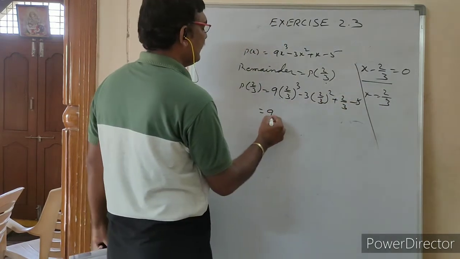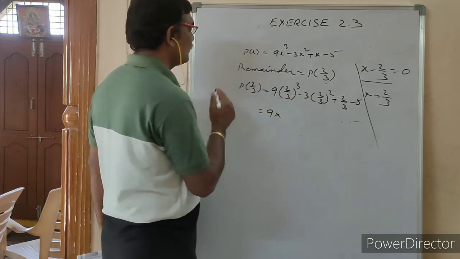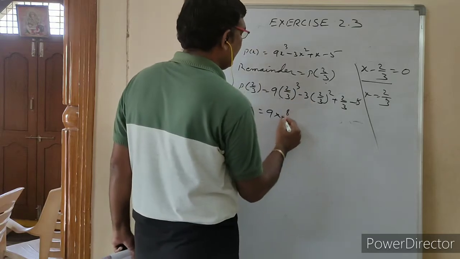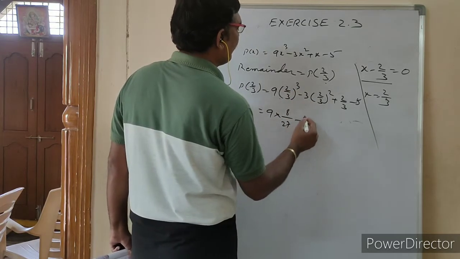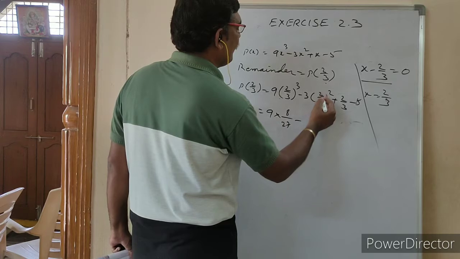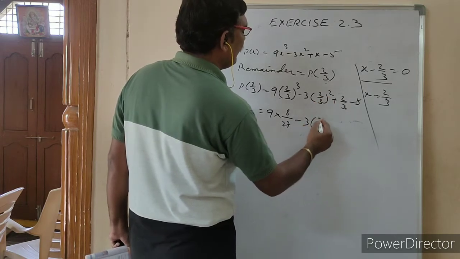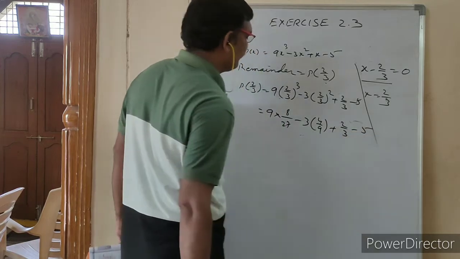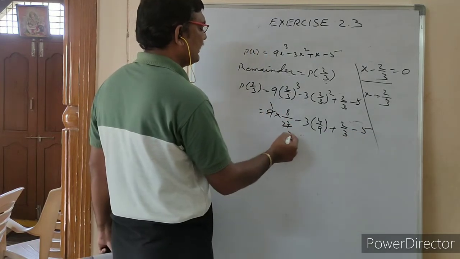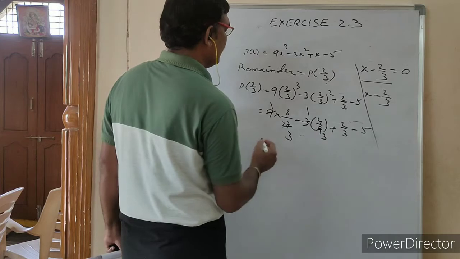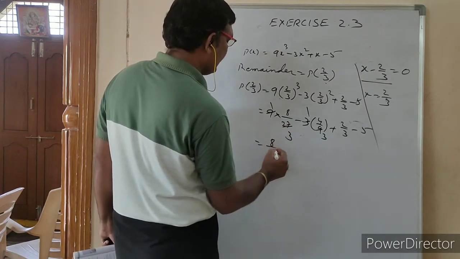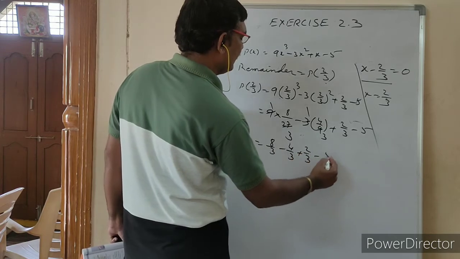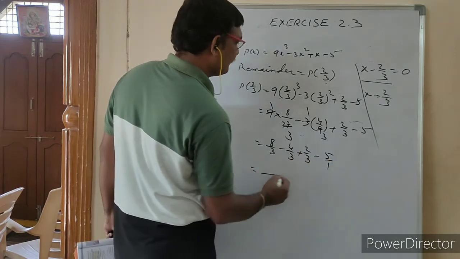Okay, next, 9. (2/3) whole cube means (2/3) into (2/3) into (2/3). So 2 cube is 8, 3 cube is 27. Here (2/3) whole square is 4/9. 3 into 4/9 plus 2/3 minus 5. Here cancel, 9 ones are 9, 3 threes are 9; 3 ones are 3, 3 threes are 9. So you are getting here 8/3 minus 4/3 plus 2/3 minus 5.